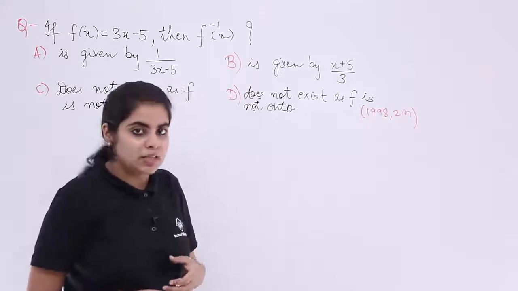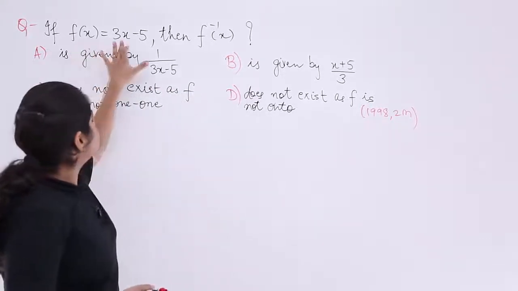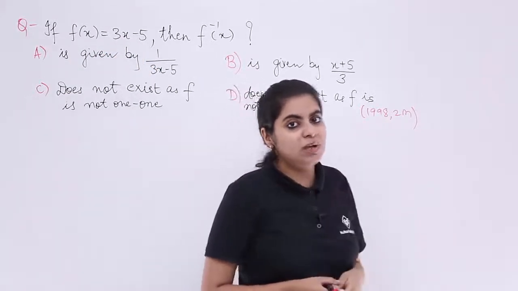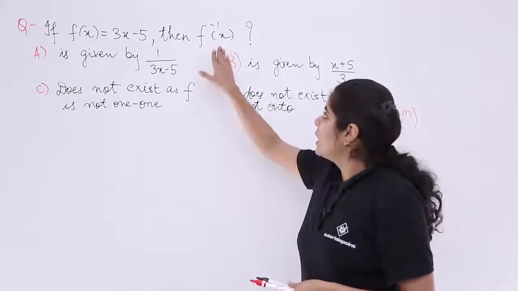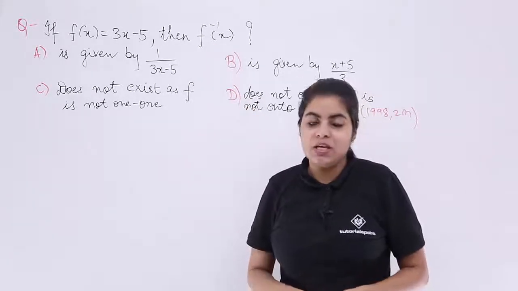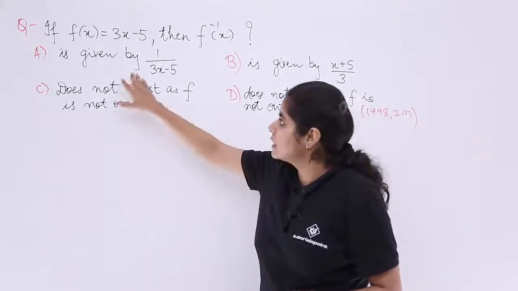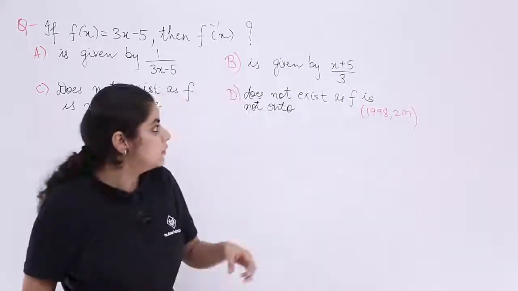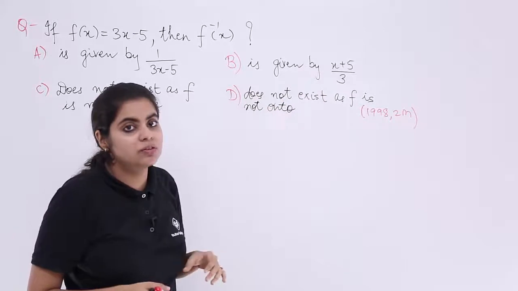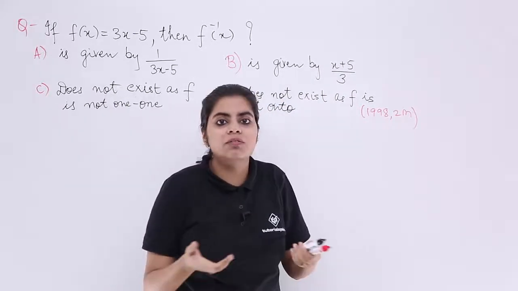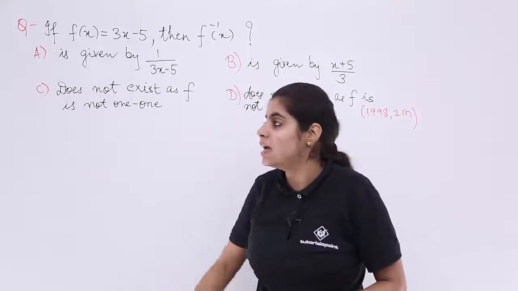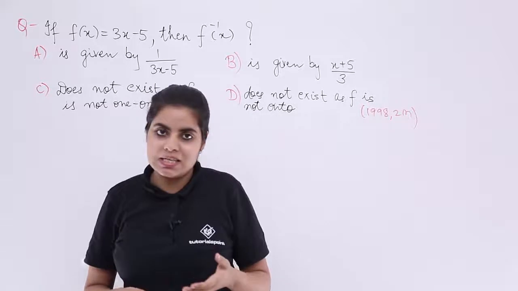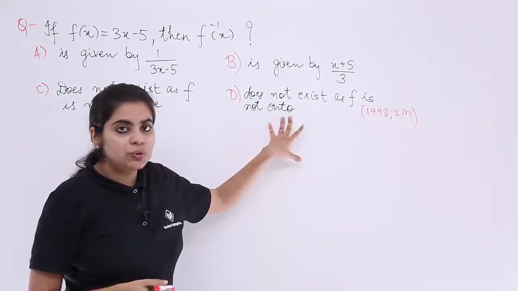So the question goes such that if f(x) is equal to 3x minus 5, I have a function f(x) which is given to me as 3x minus 5, then what is f inverse x basically? So there are 4 options. The first is it is given by 1 upon 3x minus 5. The second option, which is option B, is given by (x plus 5) upon 3. The third option says that the inverse is not possible, it does not exist. Why? Because the function is not 1-1. And the fourth, last but not the least, option says that the function is not onto, hence the inverse does not exist.